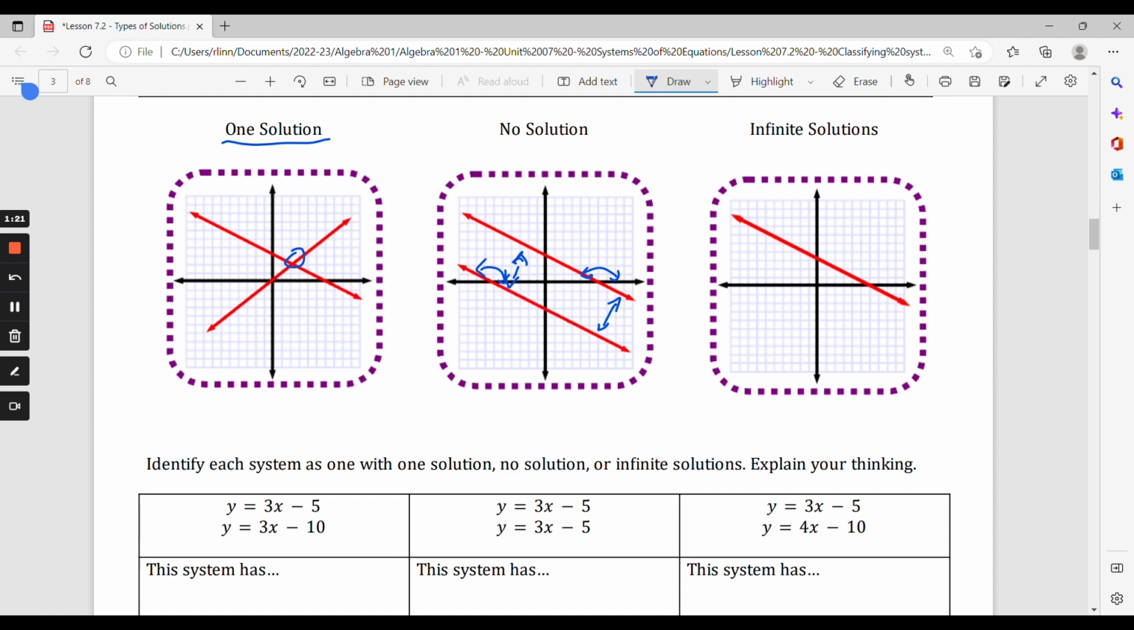And then my last one here says I've got infinite solutions. And if I look very, very closely at the ends here, I can see that there are two lines put right on top of each other. So I'm going to circle that entire thing because every single point on that line is shared with the other line. So every single point is a solution to that system of equations because it intersects everywhere. So it has an infinite number of solutions.